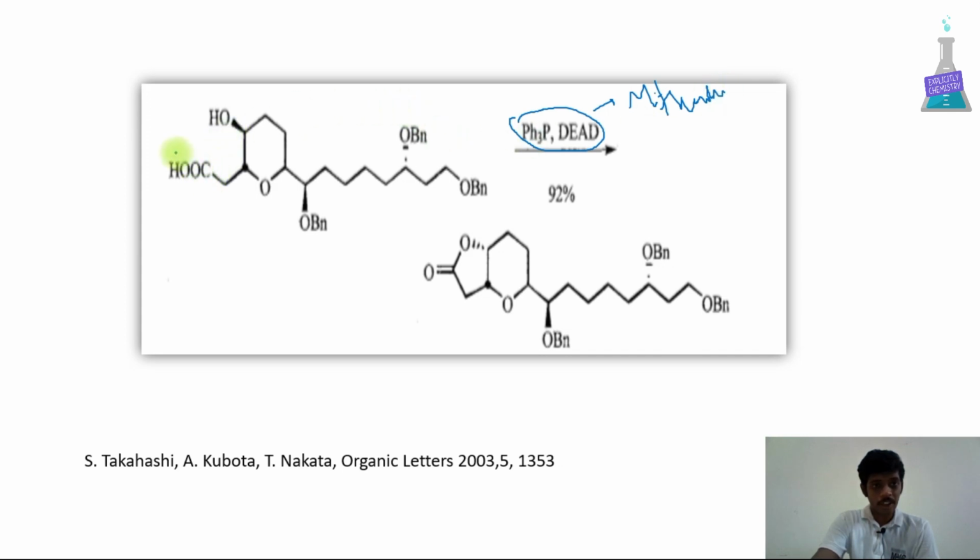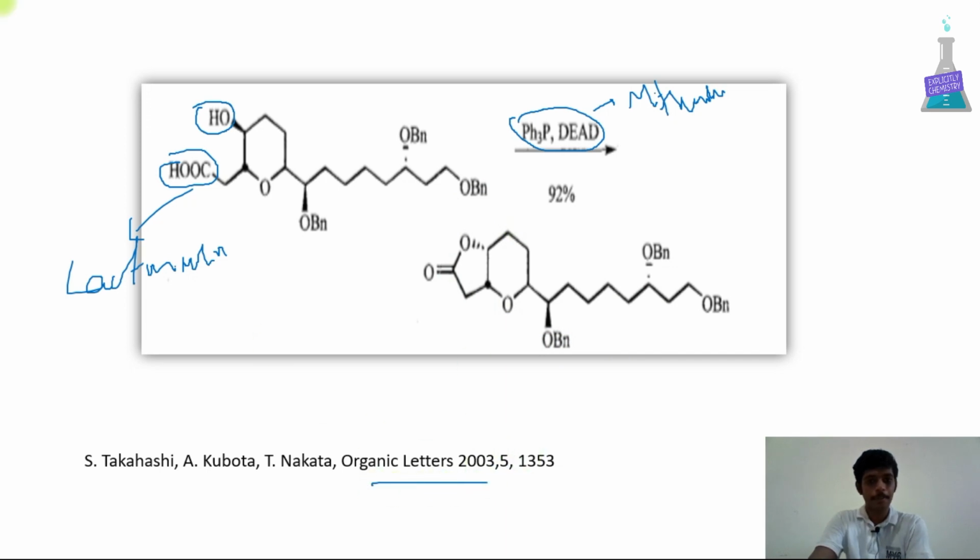You see here COOH is present and OH is present. If the COOH and OH are present, this is the lactonization, and if PPh3 and DEAD are present, Mitsunobu. If you combine this, Mitsunobu lactonization, this OH which is in wedge is converted into dash, and this COOH will convert to C double bond O. That's the product obtained. This is taken from Organic Letters.